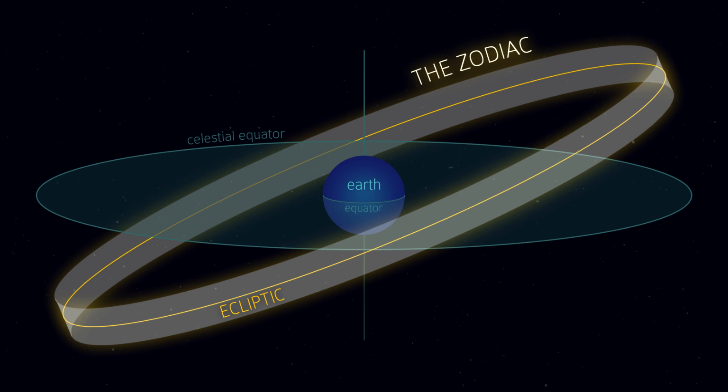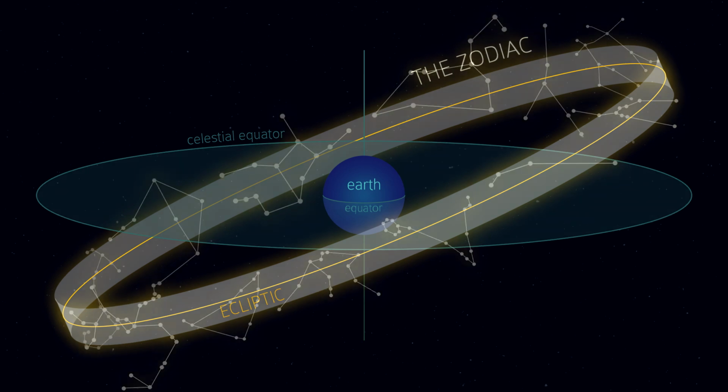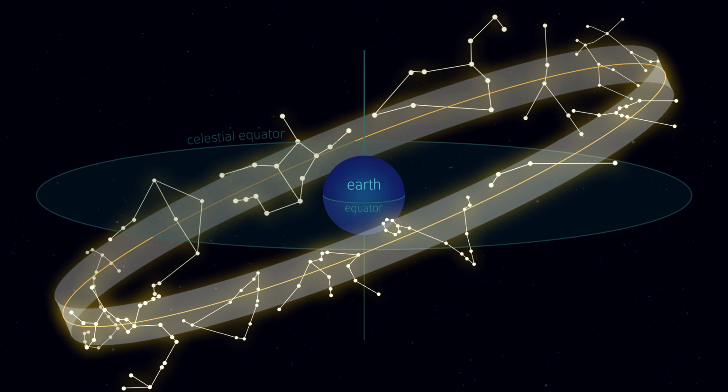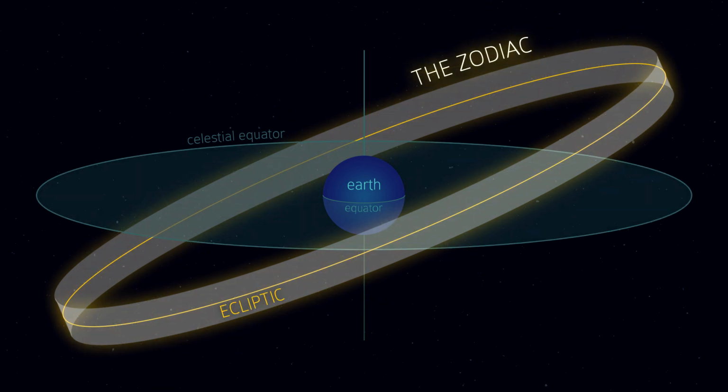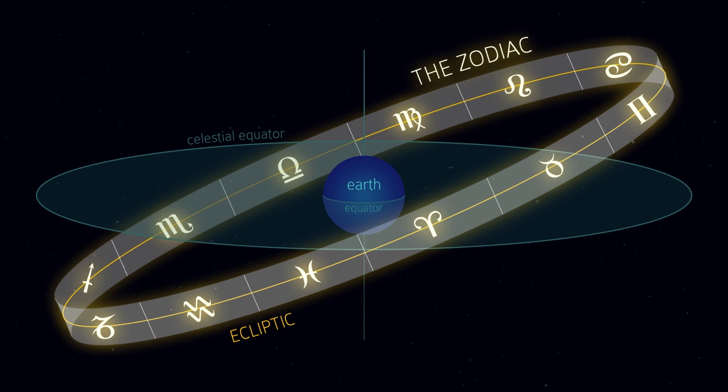So the reason the ecliptic is important is because the zodiac is an imaginary band that follows the ecliptic around Earth, and it overlaps with 13 of the constellations. The zodiac is divided into 12 equal 30-degree segments, and those are the zodiac signs that you're familiar with.